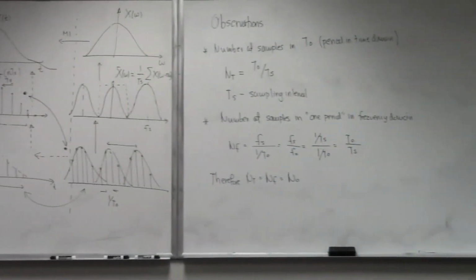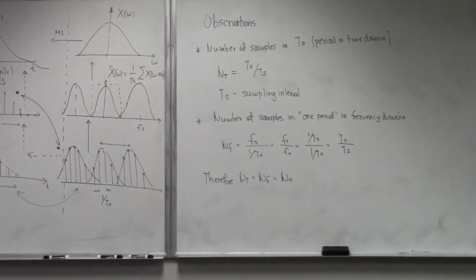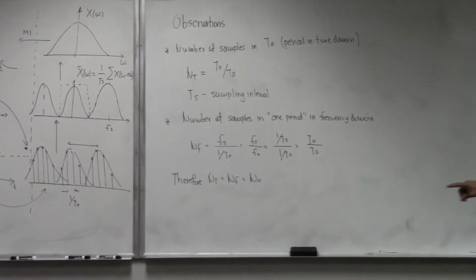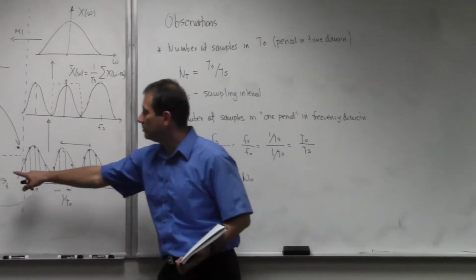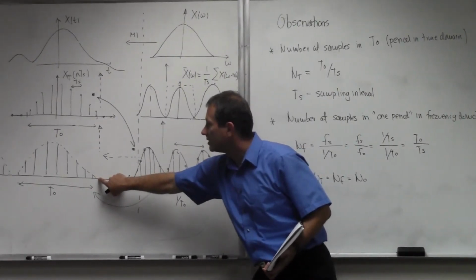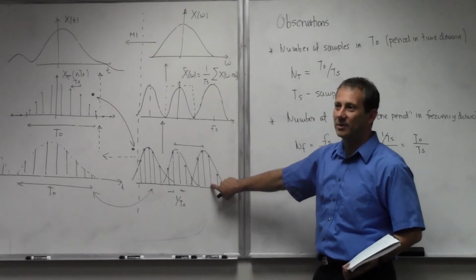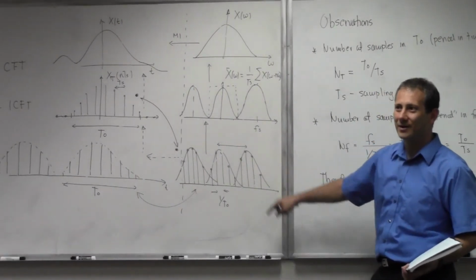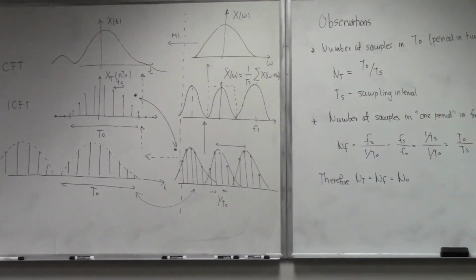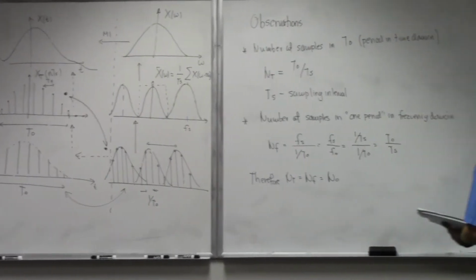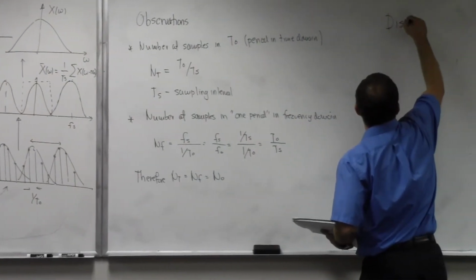All right, so I think we have this stage set. So let's go actually and derive the relationship between this periodic extension of the sample signal and this sampled version of the periodic extension of the Fourier transform of the signal. So discrete Fourier transform.